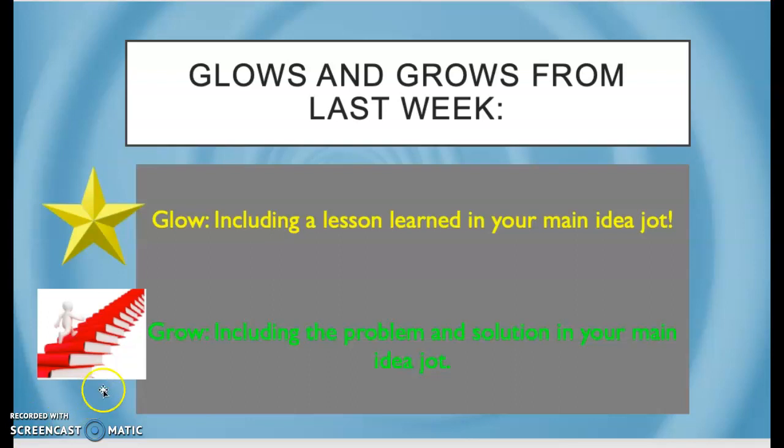A grow for us is remembering to include the problem and solution in our main idea jots too. So the deeper meaning for a narrative story would be lesson learned, and for an informational text, as we know, would be the author's point of view. And you guys are doing a great job including those, but don't forget to also include always the problem and solution if it is a narrative text, or the topic and what it's teaching you if it is an informational text. So let's keep up those glows and focus on the grows as we do close reading this week.